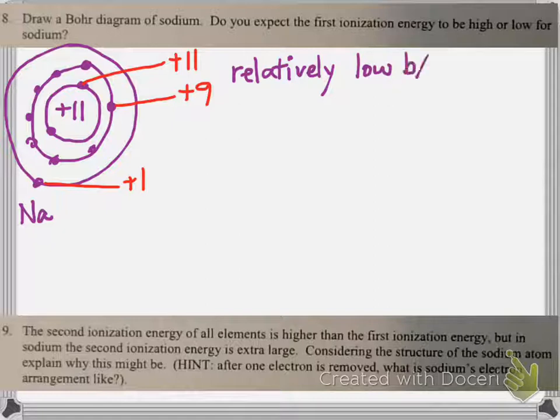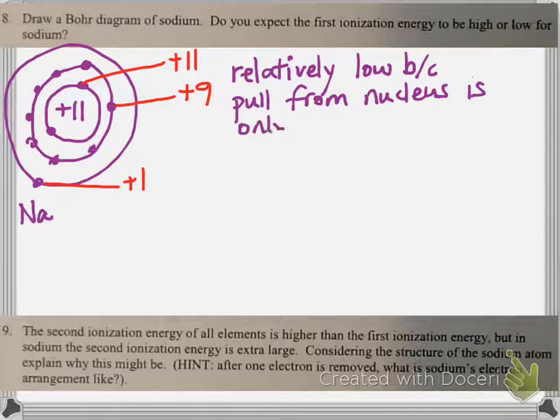Because the pull from the nucleus is only a plus 1. So again, the person who wrote this said sodium has a low first ionization energy because of the low attraction from the nucleus, the plus 1, for the electron in the third energy level.